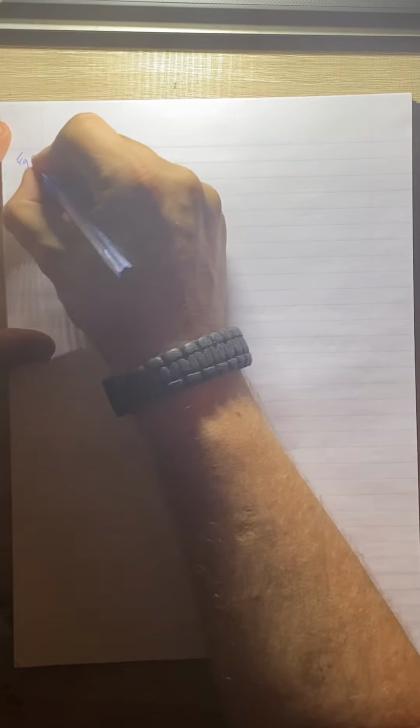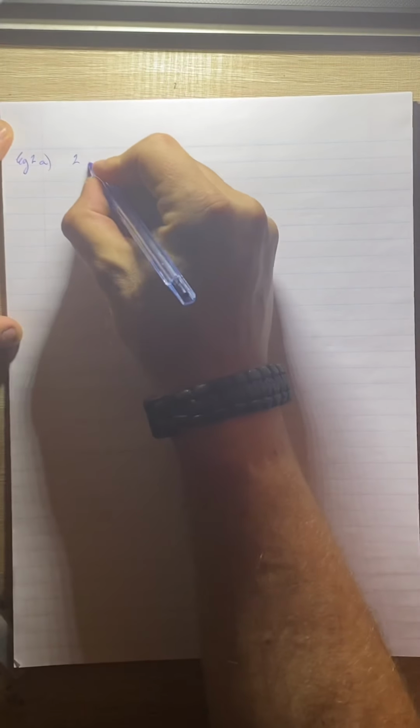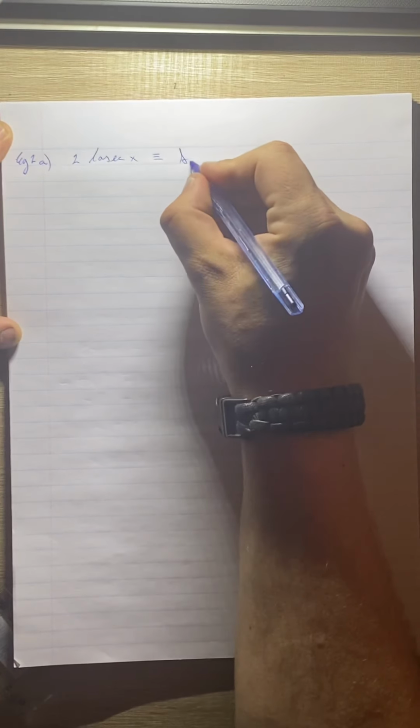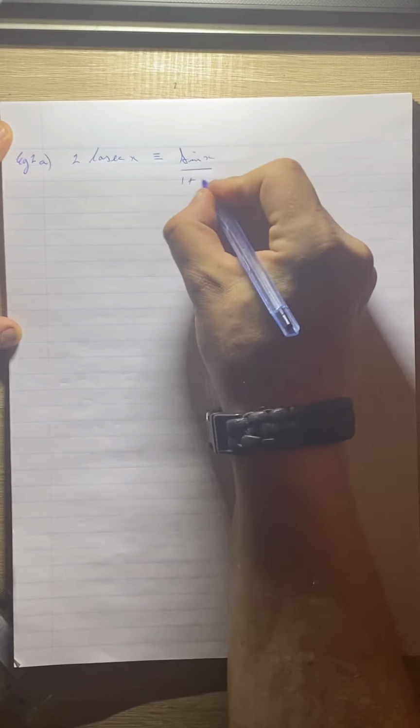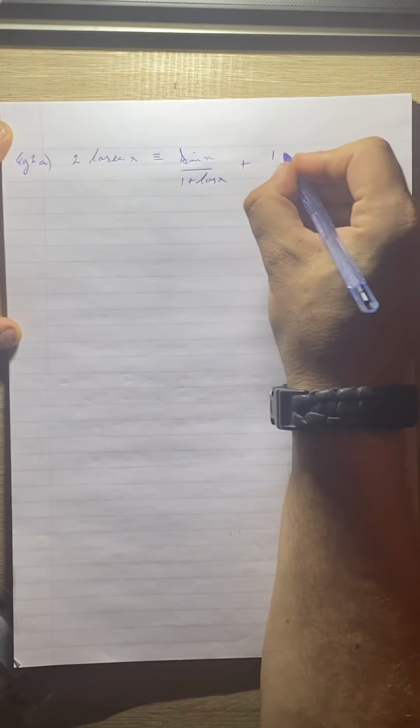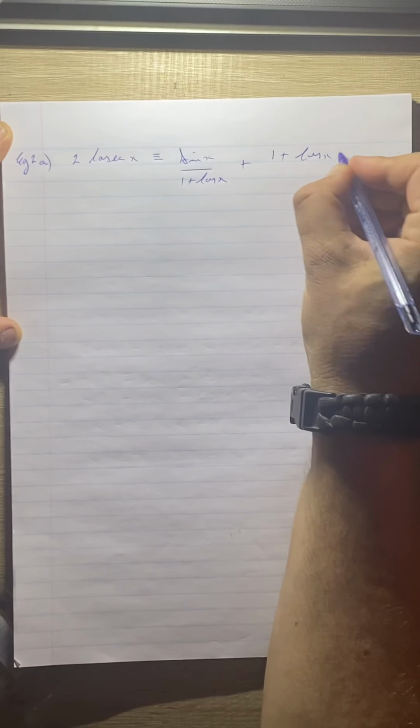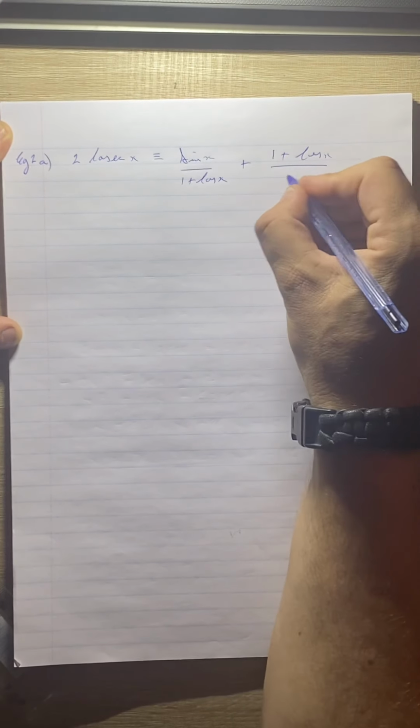So we've got example 2a. The question is: prove the following identities. So we've got 2 cosec x equivalent to sin x over 1 plus cos x plus 1 plus cos x over sin x.